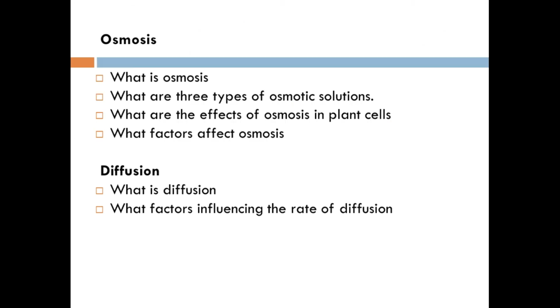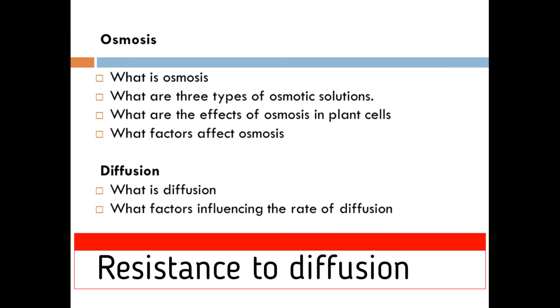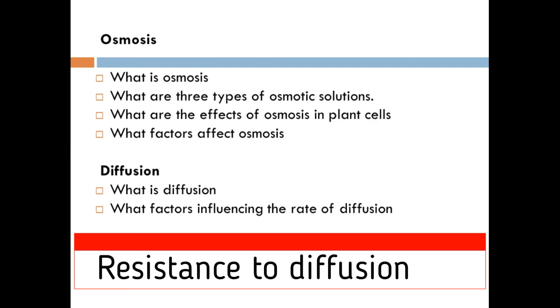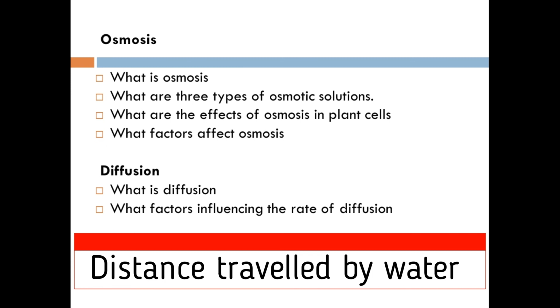The next factor that I'm going to look at is resistance. The rate of diffusion is inversely proportional to resistance. The greater the resistance to diffusion, the lower the rate of diffusion. Resistance simply refers to anything that reduces the rate of diffusion. The next factor is the distance traveled by the water molecules. The rate of diffusion is inversely proportional to the distance traveled. The greater the distance to diffusion, the lower the rate of diffusion.